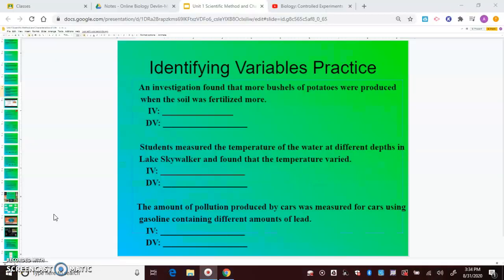All right, so let's do some examples of how to find the different variables. So again, IV is independent variable, DV is dependent variable. So again, the independent variable, I'm just going to put in parentheses here, is the change. So what is the experimenter changing? The dependent variable is the effect. So or the response.